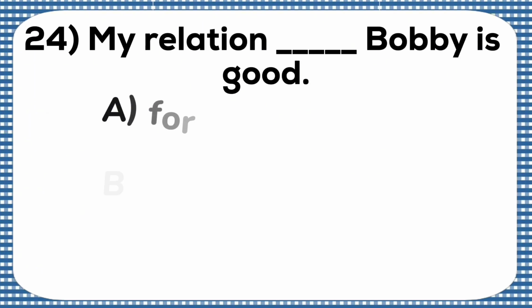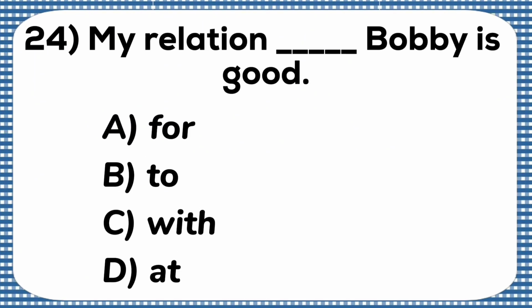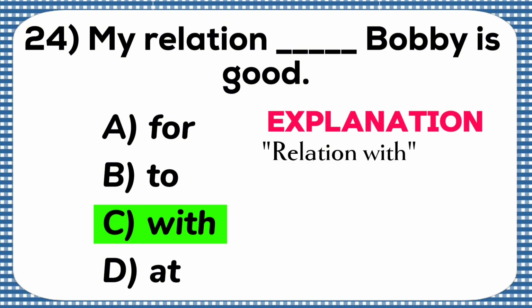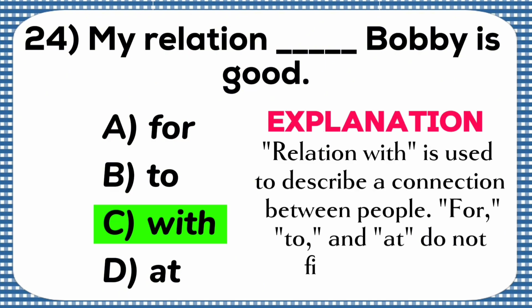My relation dash Bobby is good. The right answer is option C, with. Explanation: relation with is used to describe a connection between people. For, to, and at do not fit this context.